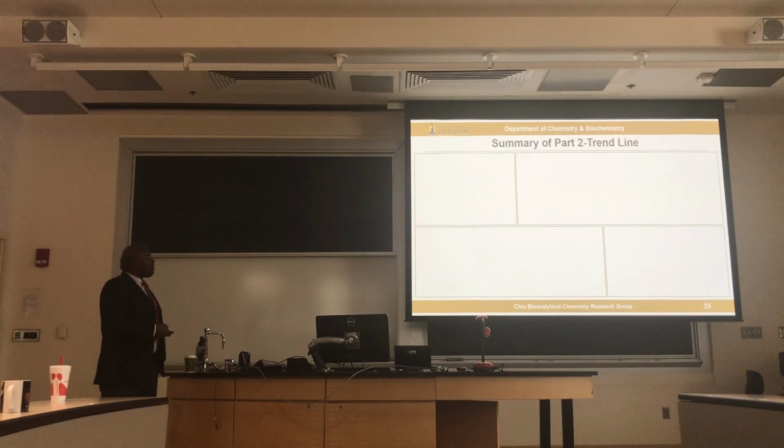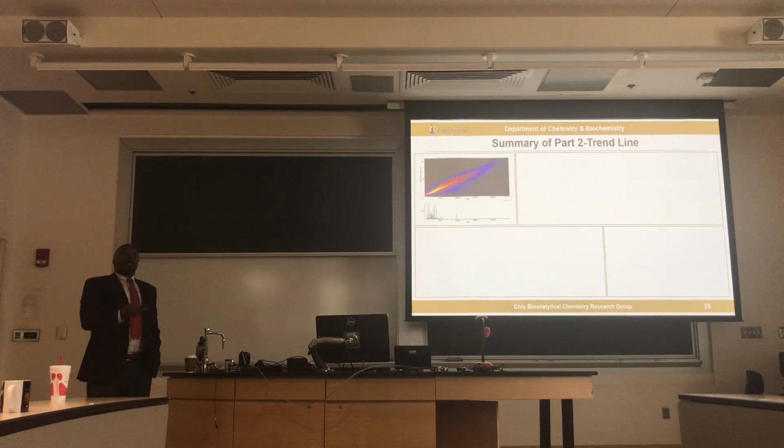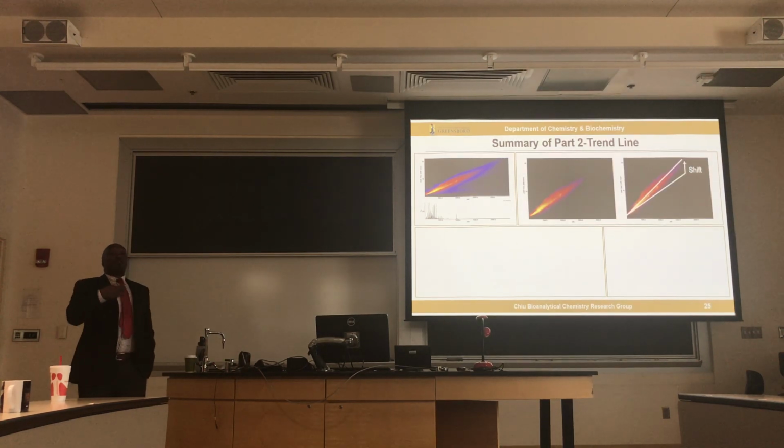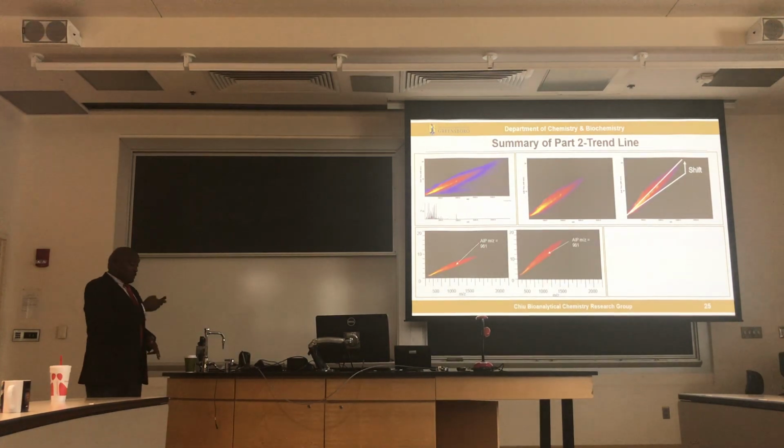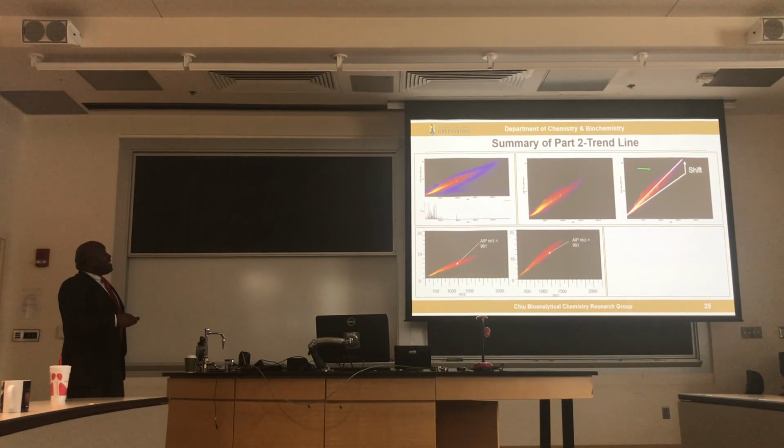So in summary, for that part, we think that we can come up with an internal reference using MALDI as an ionization technique, simply because a trend line is observed, and then the shift happens with the sample, and once you change the parameters, the shift can happen along the trend line. And the accuracy of the percentage error is very low.